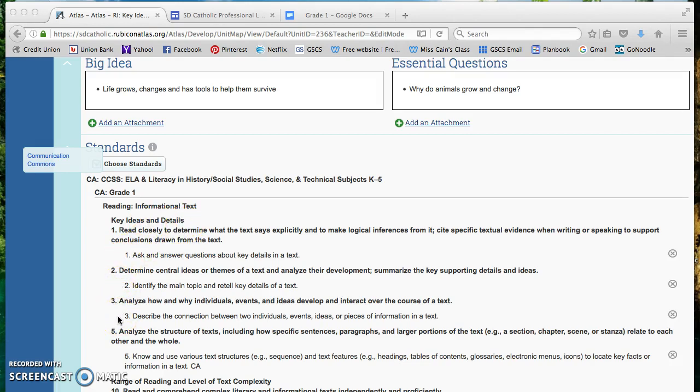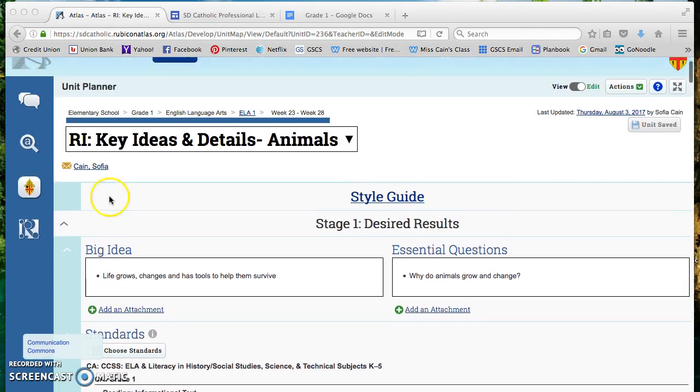So once I had chosen those, I was able to write my name, and that would be the strand, reading informational text, the domain, key ideas and details, and the topic I'm going to be studying is animals.